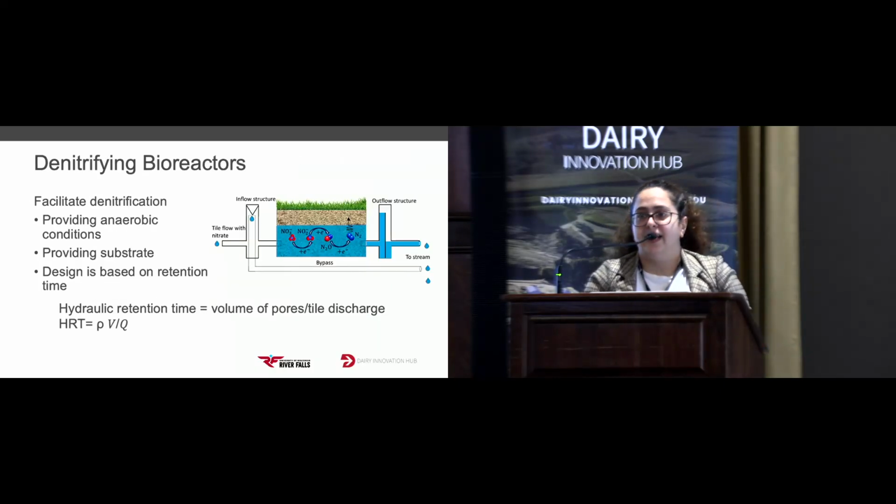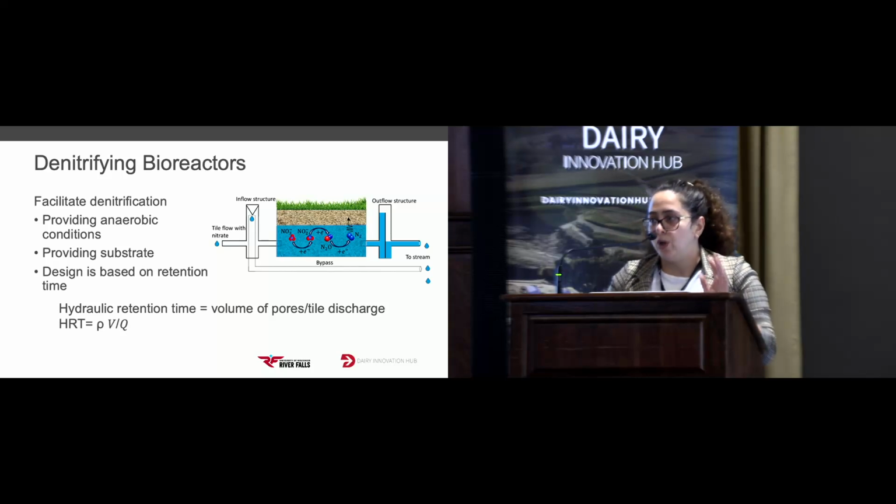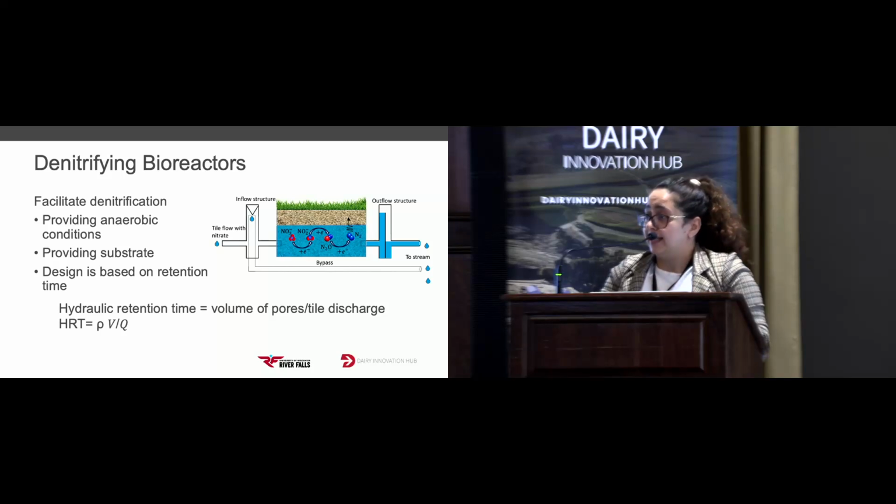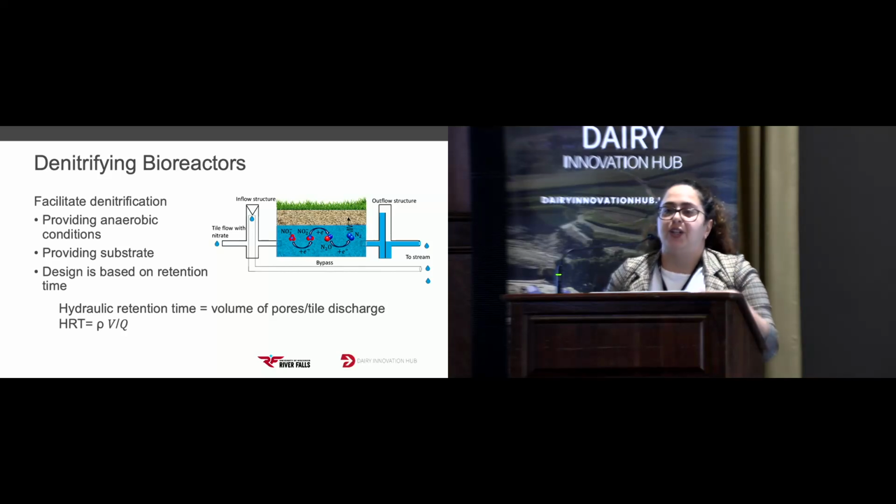So that's what we did. We put these denitrifying bioreactors on the edge of the field tile drains. The good thing about nitrate is that it can be remediated. It has a gaseous state, right? From nitrate to nitrogen gas, that's the process of denitrification. If you provide the environment where that denitrification can happen, that's great, right?